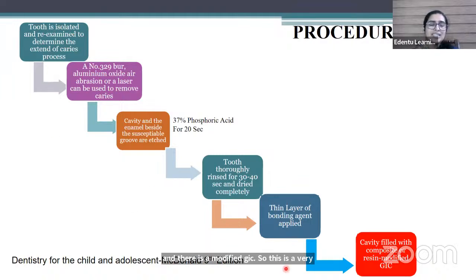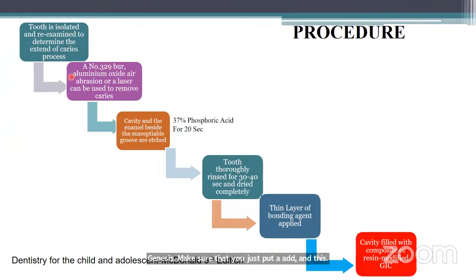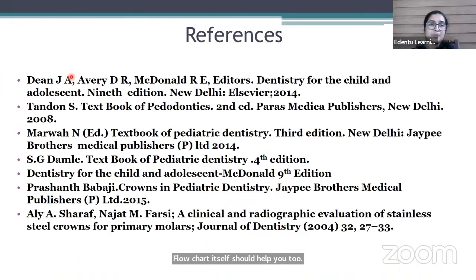As I told, just imagine you're writing the same procedures as a paragraph. It becomes quite boring, and because of that, the ideal method of writing whenever it comes to procedures, let it be pulpotomy, pulpectomy, or apexogenesis, is to make sure that you put an arrow, and this flowchart itself should help you give a very good idea regarding whatever is being asked. Yeah, so these are the different references. Probably it will give an additional benefit if you could just write the reference.